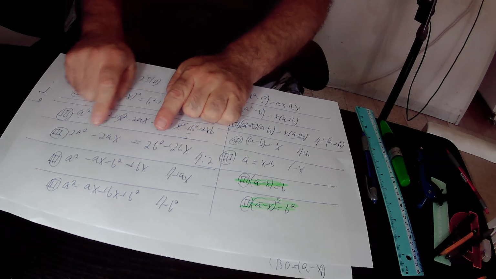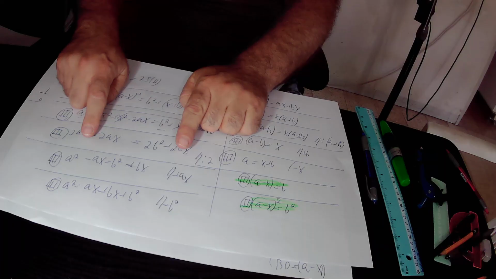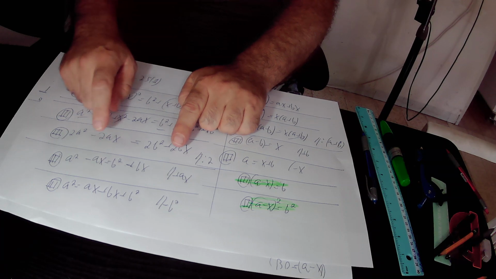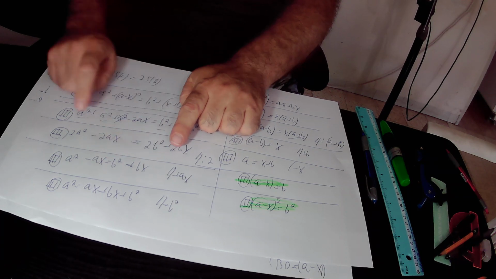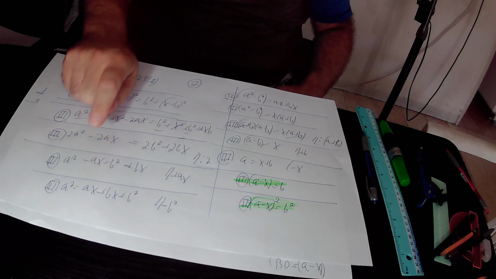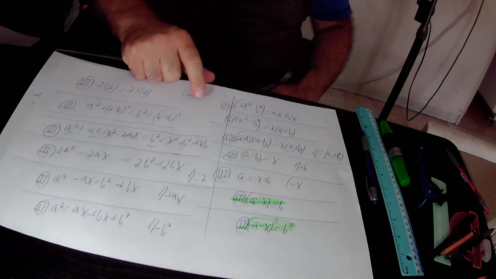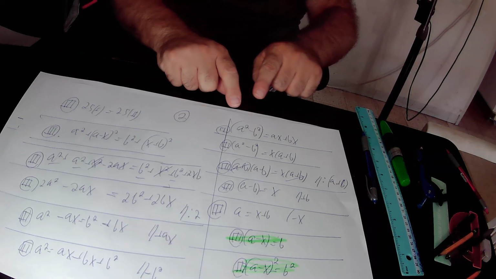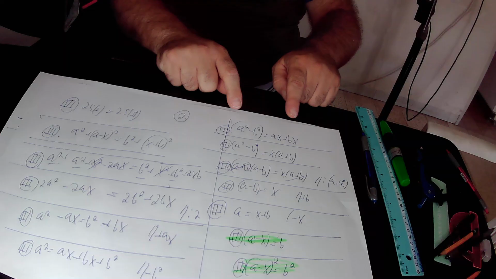Here we added ax to equation 3 and finally found out that a squared equals ax plus bx plus b squared. Here we subtracted b squared from equation 3 and found out that, according to equation 3, a squared minus b squared equals ax plus bx. So a squared minus b squared equals ax plus bx.